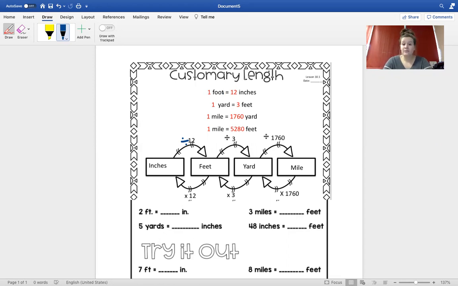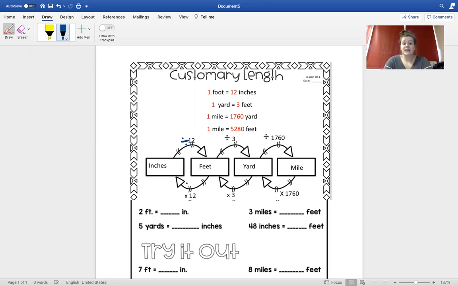So 1 foot equals 12 inches. 1 yard equals 3 feet. 1 mile is 1,760 yards, oh, sorry, yards. And 1 mile is also 5,280 feet, right? So that tells us that 1 mile, 1,760 yards, or 5,280 feet are all the same distance. They're just measured in different units.